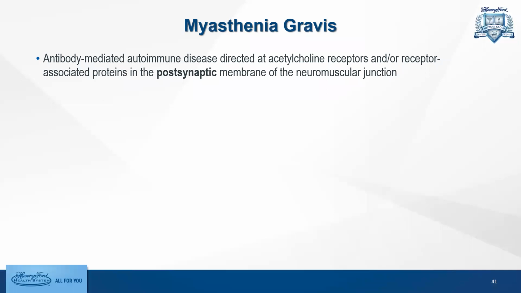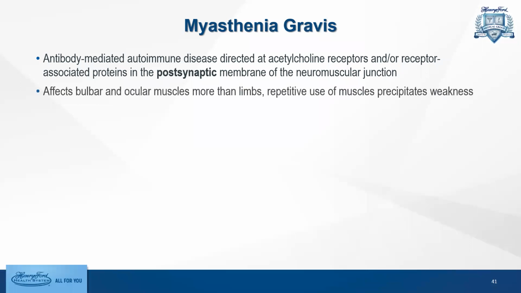Myasthenia gravis is an antibody-mediated autoimmune disease against acetylcholine receptors or receptor proteins in the post-synaptic membrane of the neuromuscular junction. It affects bulbar and ocular muscles more so than limbs. Repetitive use of muscles precipitates more weakness. You're going to have dysphagia and aspiration because it mainly starts off in the head.